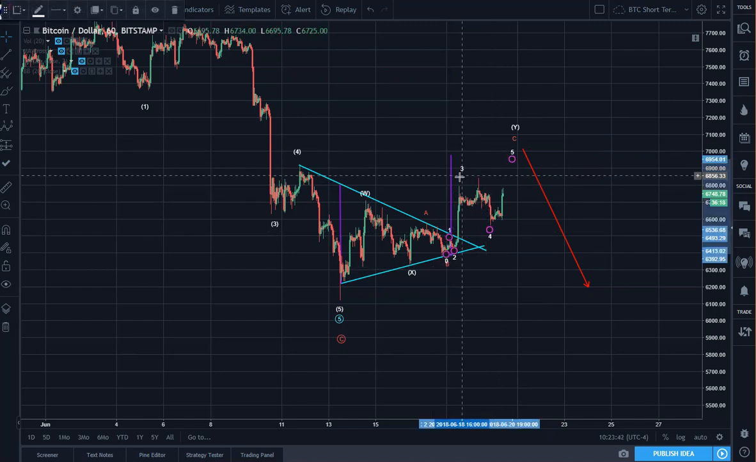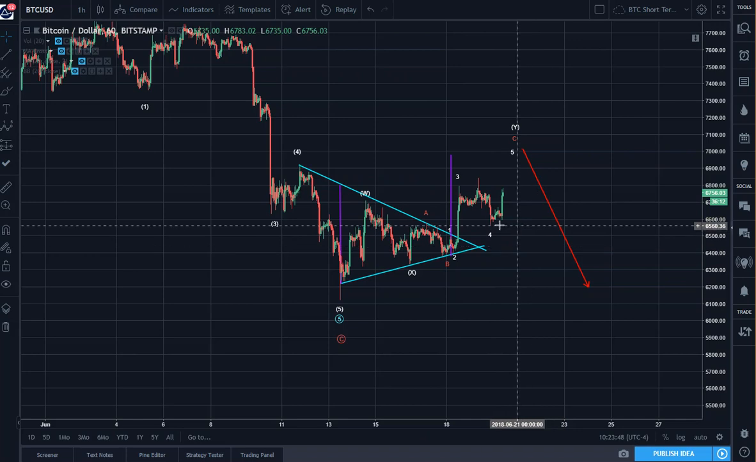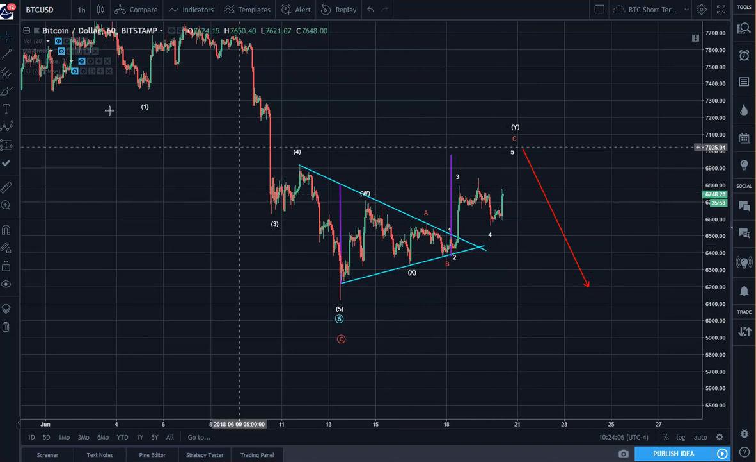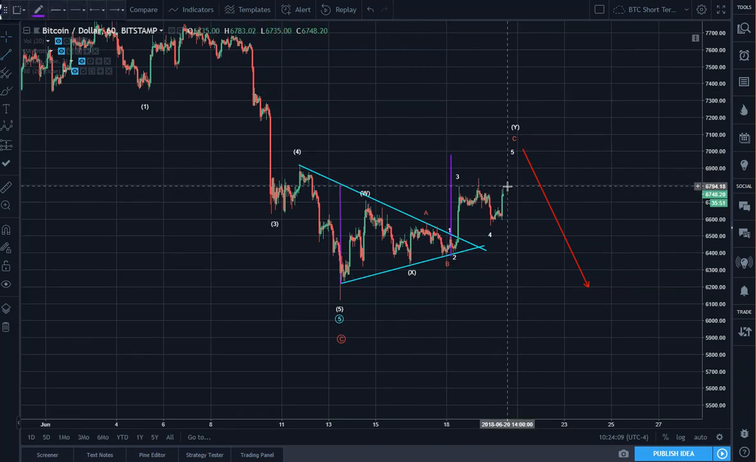But I believe that the expanded flat, which quite often comes during the mid stage or the latter stage of a rising impulse trend, is pretty befitting as well. So we could keep it as is for now and say there should be one more rise.